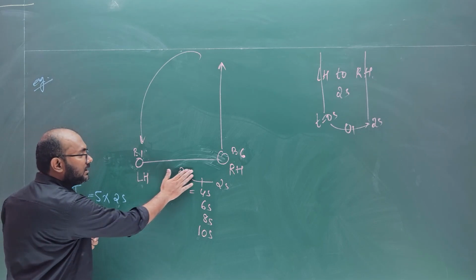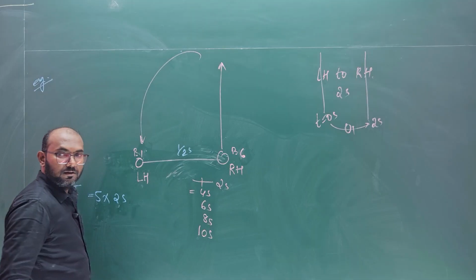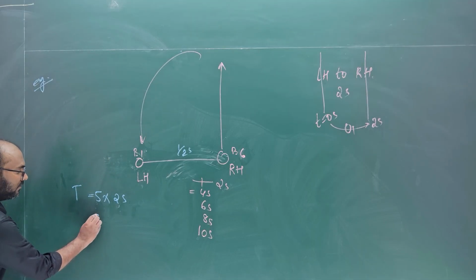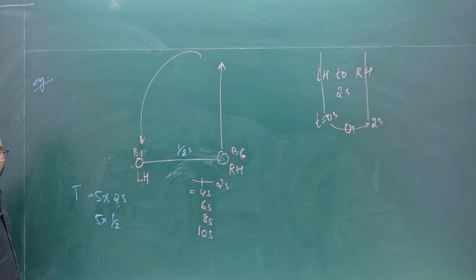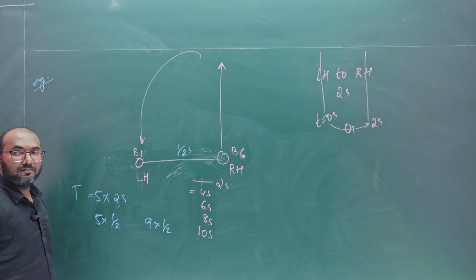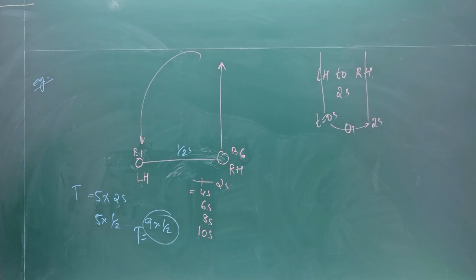They can also provide the time period from here to here, maybe half a second. How many balls are there? 6 balls. So 5 into half. Consider 10 balls, then 9 into half seconds. This will provide you the time period. Did you get my point?